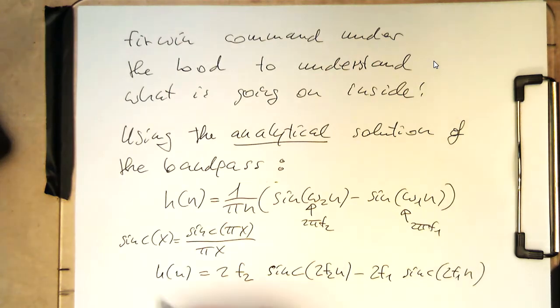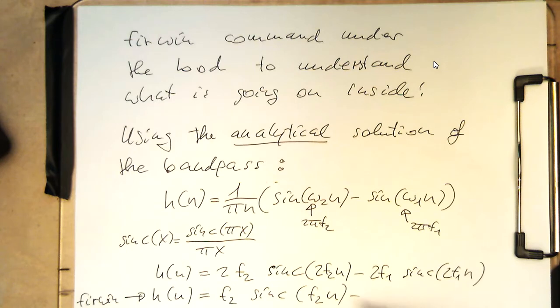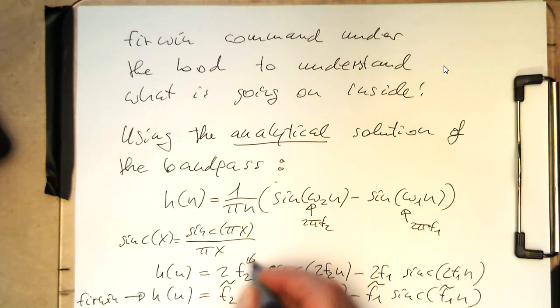And so therefore what is FIR win using? FIR win is using f2 sync of f2 n minus f1 sync of f1 n. Of course, the factor 2 looks a bit ugly, but obviously we have a different definition of f2 here, and I make a tilde over this here. And so what's the difference between this f2 and that f2? So that one is a normalized frequency here.